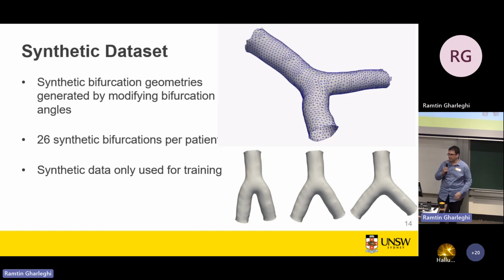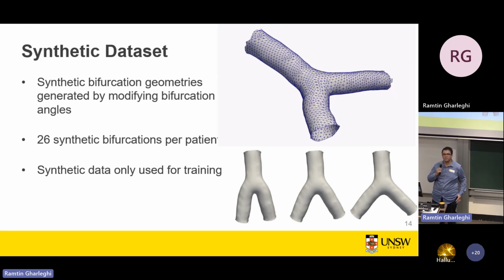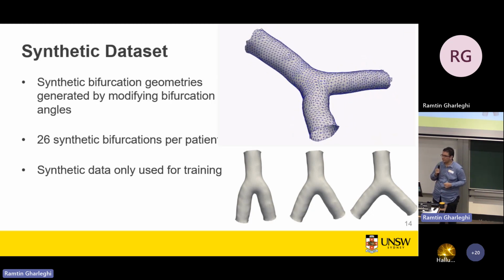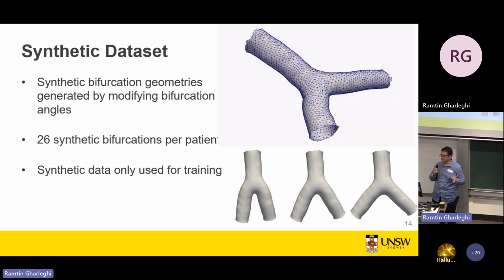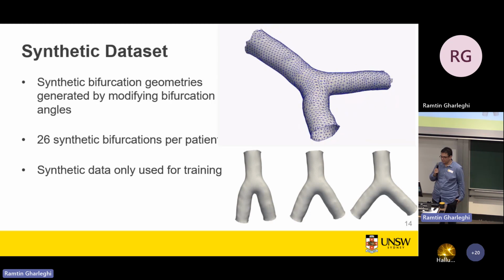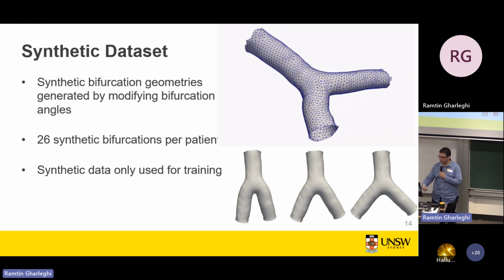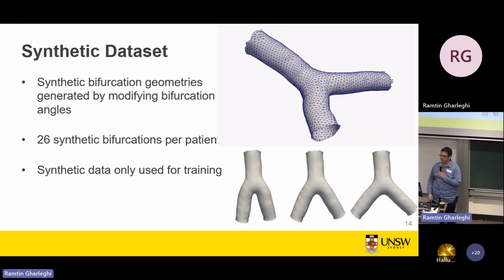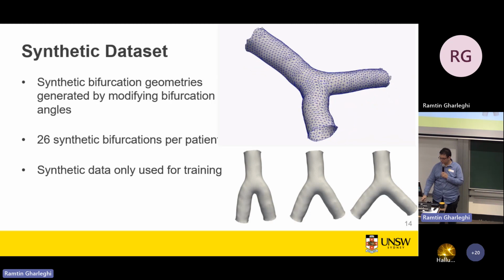We only use this for training because if you use synthetic data for actually evaluating the network, then you need to be a lot more concerned with whether these are physiologically sensible. But we use it only for training. We test the network on only real cases, so that we can make sure we don't introduce any additional uncertainty into this evaluation. For each bifurcation, we generate 26 synthetic samples with different bifurcation and inflow angles, and we add those to the training set.